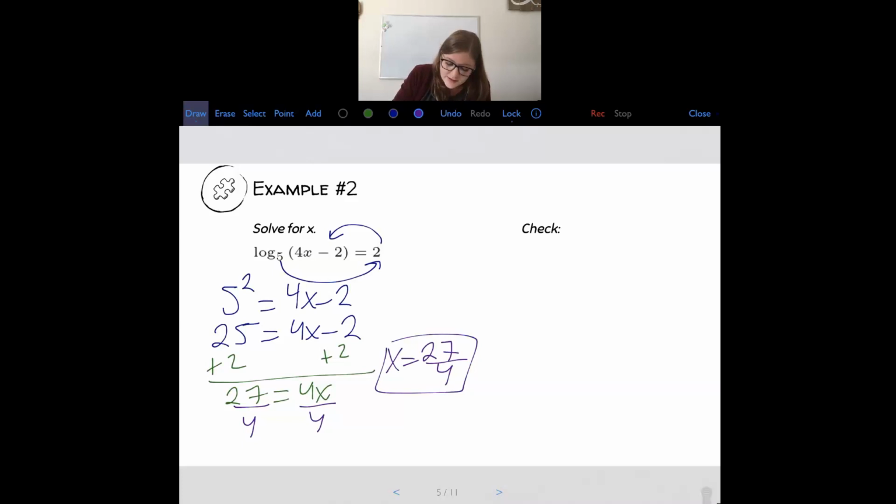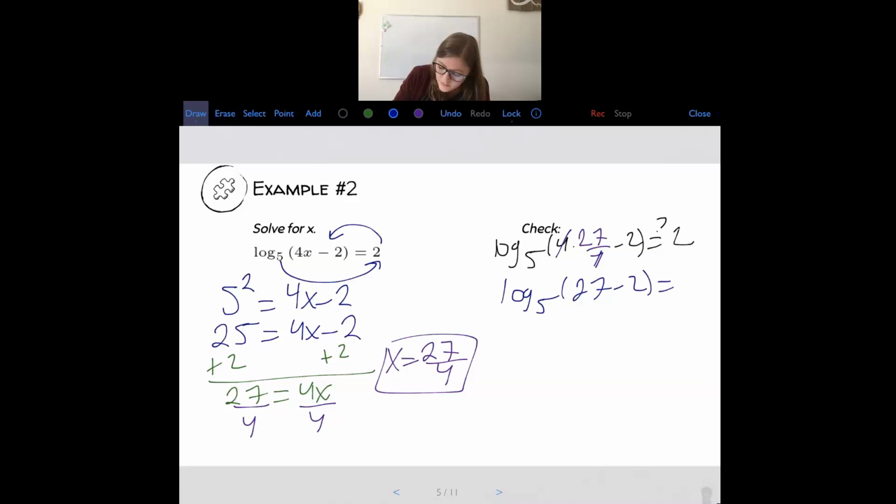Now we can check our answer again by plugging it back into the original equation. Log base 5 of 4x minus 2 is equal to 2. Inside we have 4 times 27 over 4. The 4's cancel, so we have log base 5 of 27 minus 2, and we want to know if that's equal to 2. 27 minus 2 is 25, and 5 squared is 25, so this checks out.